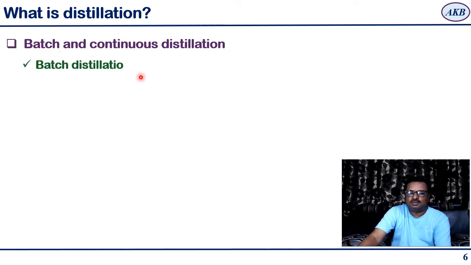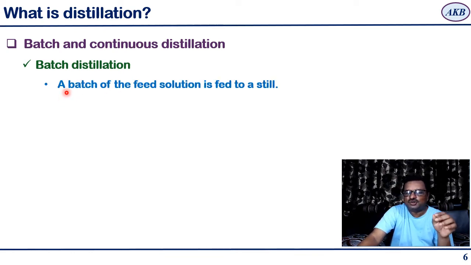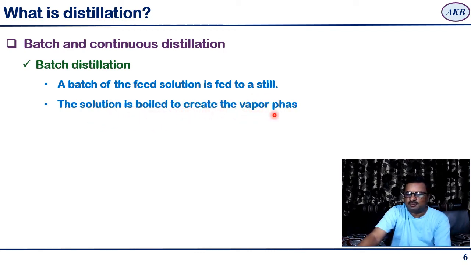First, let us talk about batch distillation. In batch distillation, a batch of feed solution is fed to a still. What is a still? A still is a vessel in which there is provision for boiling the feed solution. So you start with a batch of feed solution, let us say 100 liters or 100 kilomoles or 100 kg. 100 kilomoles of feed solution is fed to a still. The solution is boiled to create the vapor phase. So within the still, the solution is boiled to create the vapor phase.